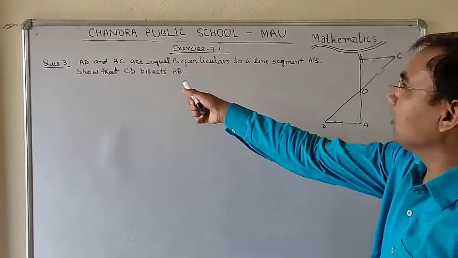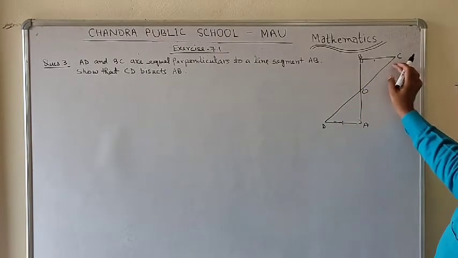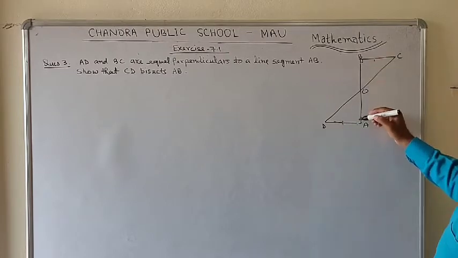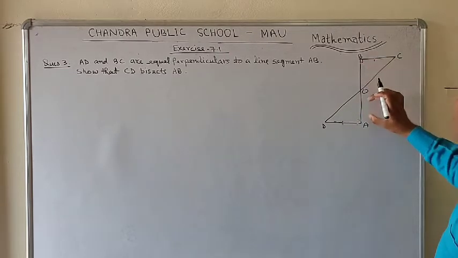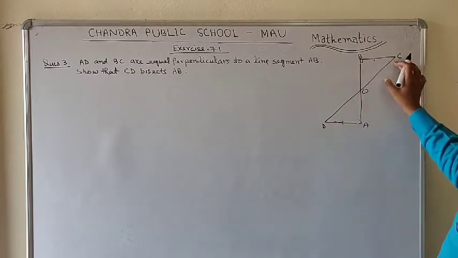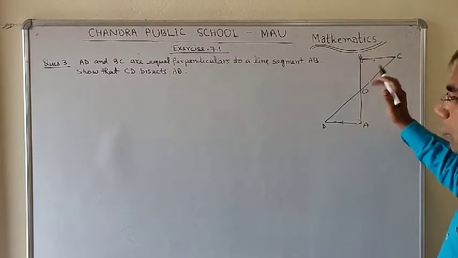Now you need to show that CD bisects AB. You need to prove that the line segment CD is going to bisect AB. It means that you need to prove that OB equals OA. When CD bisects AB, then OA equals OB, that you need to prove.